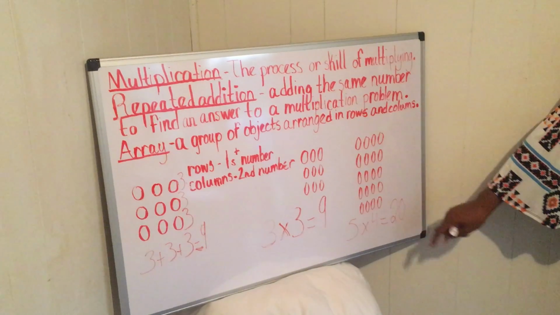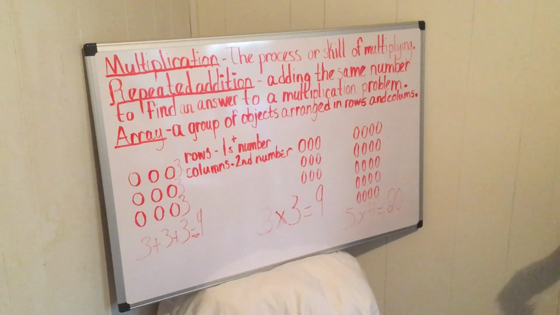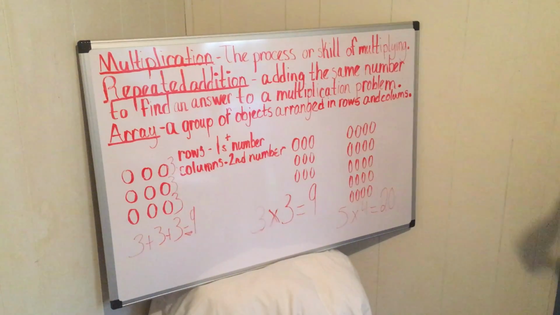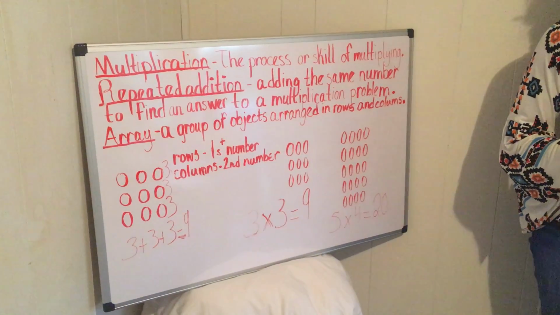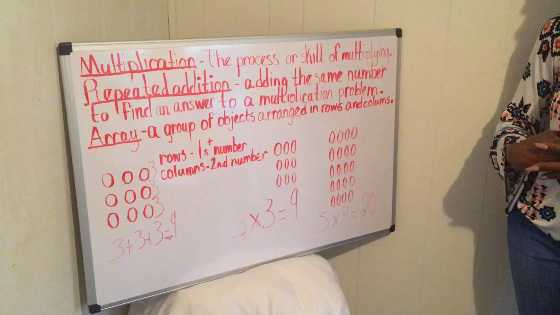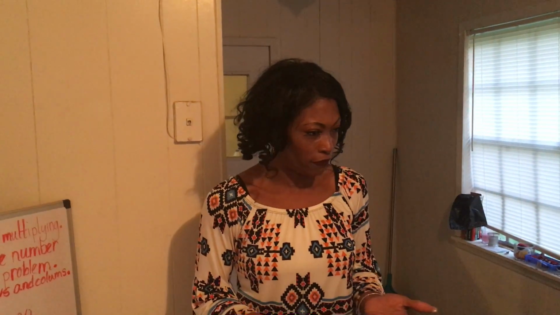Good. Now, I want to touch a little bit on another strategy that I don't have written because I'm running out of space. It's called commutative property. Let's say it together. Commutative property. Commutative property states that it does not matter what order you do math in.